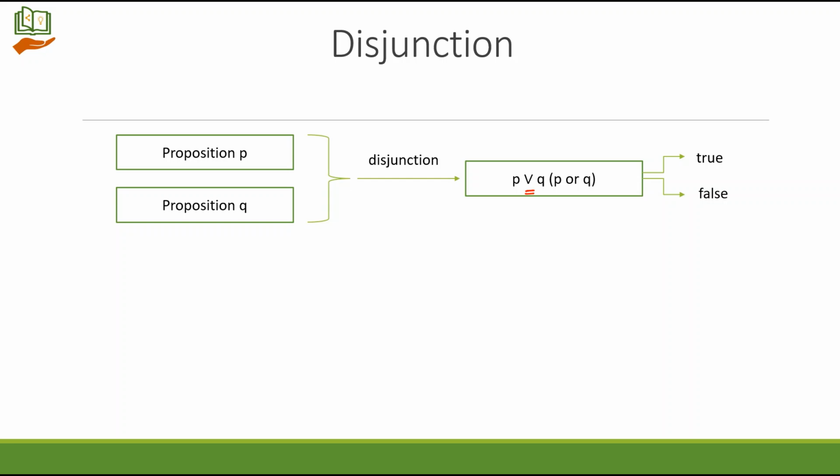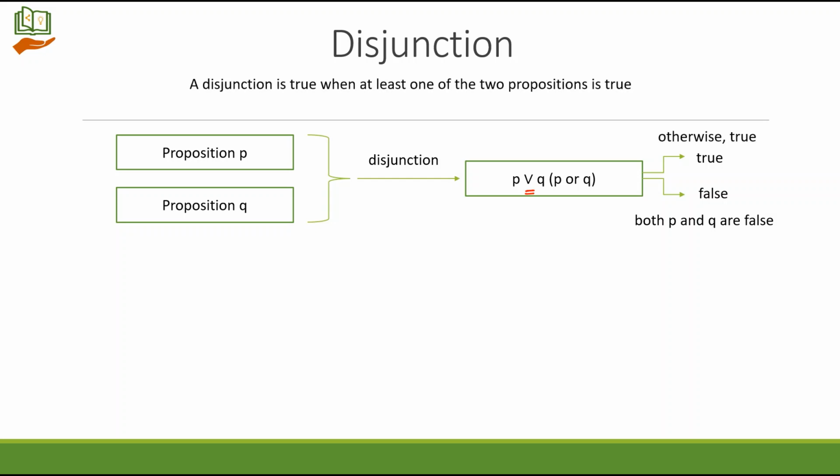For P and Q, we said only when both P and Q were true, it ended up with true value. But here you have some relaxation. Only when both P and Q are false, you will get false. For the other three cases, you will get true. So what is disjunction? A disjunction is true when at least one of the two propositions is true. Either P can be true or only Q can be true or both can be true. But when P is false and Q is false, you end up with false only.